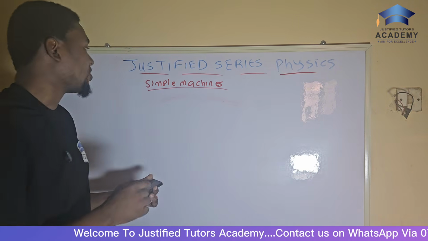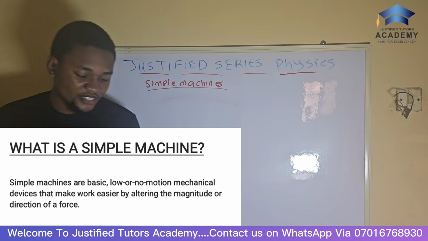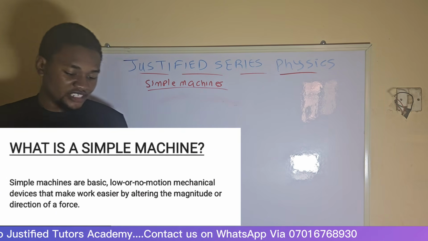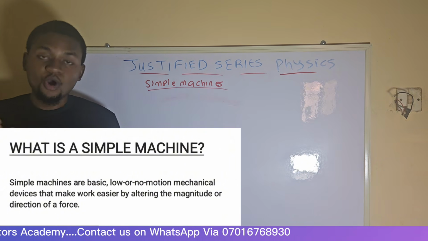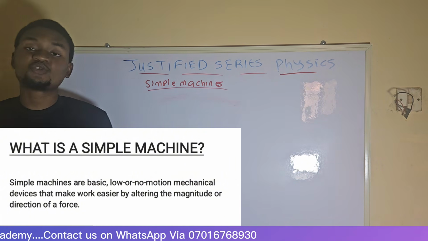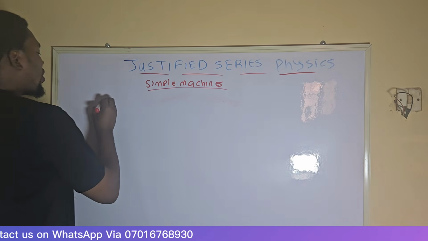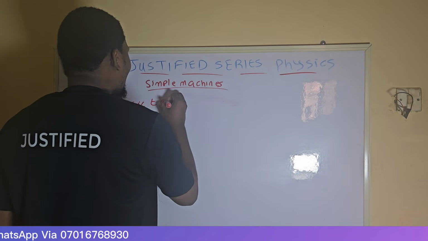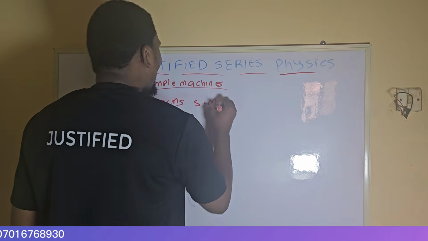While a simple machine is a basic mechanical device with few or no moving parts that makes work easier by changing the direction or magnitude of a force. So these two definitions, you have to know them. But that's not all. We have what we call basic terms that are used in simple machines.